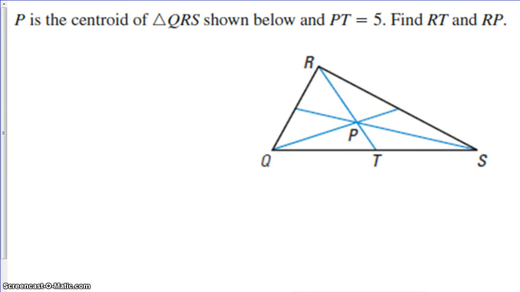Alright, I want you to pause the video and go ahead and try this problem for me, please. Alright, it says P is the centroid of QRS. So that means that this side is cut in half. This side is cut in half here and here, and this side is cut in half here. Okay, that's because a centroid is made by the medians, and the medians cut all 3 sides of the triangle in half. Alright, if PT is 5, then find RT and RP. Well, RP must be 10 because it's twice the length, so that means that RT is 10 plus 5, or 15.